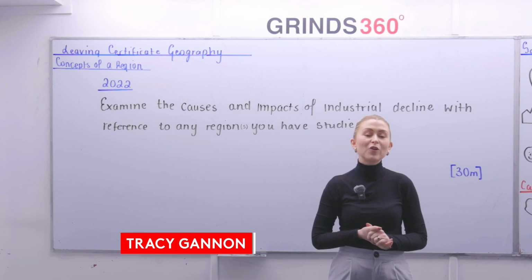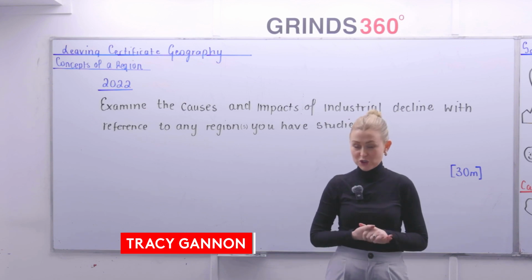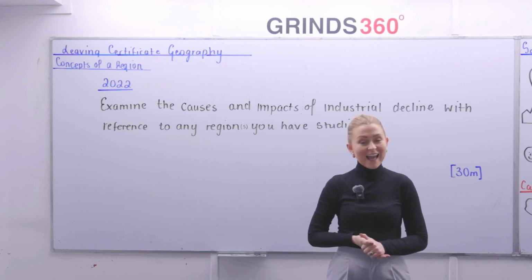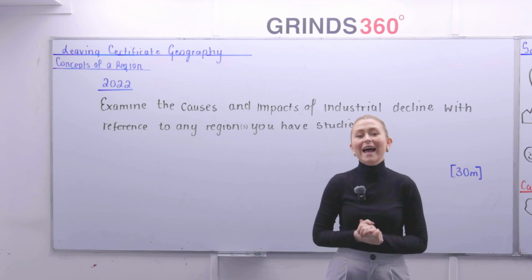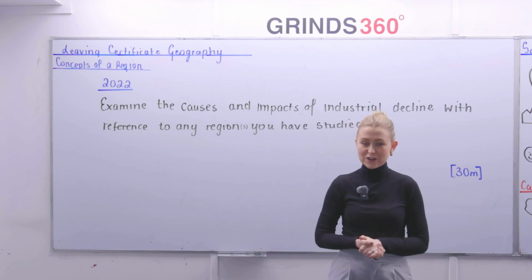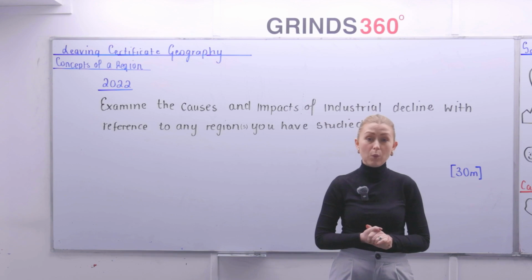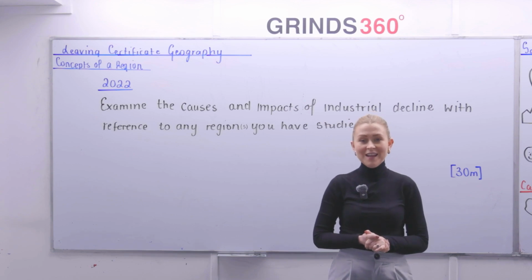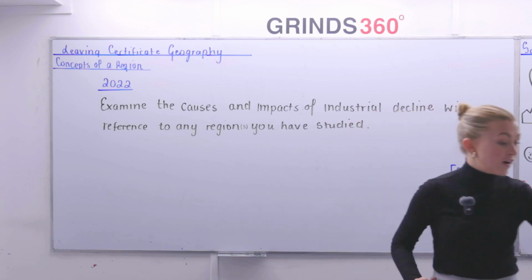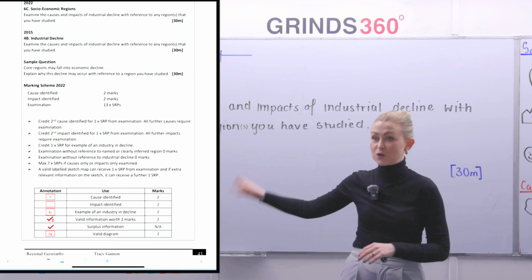In this lesson, we're going to be focusing on our region of industrial decline, the Sambre-Meuse Valley, and maybe potentially having a quick glance at Cork City towards the end of this lesson. However, you do, in the last number of years, only need to look at one region of industrial decline. Now, the questions we're going to be focusing on, you're going to find on page number 43 of your notes.